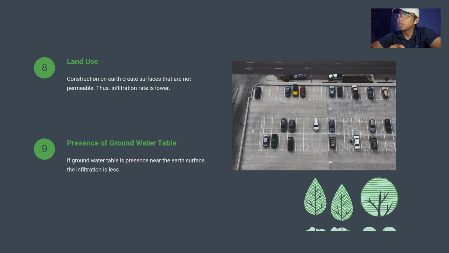As we can see in the picture, there is a parking lot. The parking lot surface is cement, and water cannot pass through cement. Thus, the infiltration rate in this area is lower. And the last one is the presence of groundwater table. If the groundwater table is present near the earth surface, the infiltration is less.